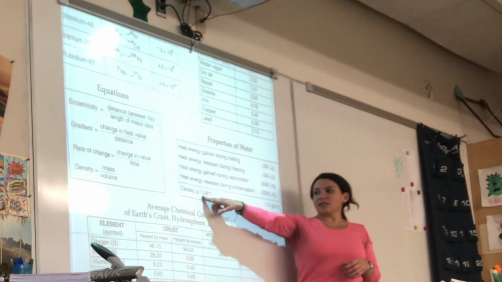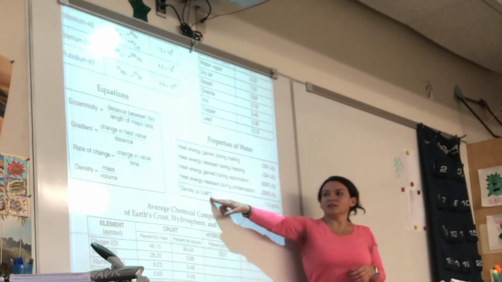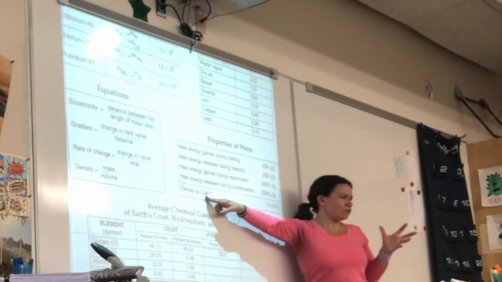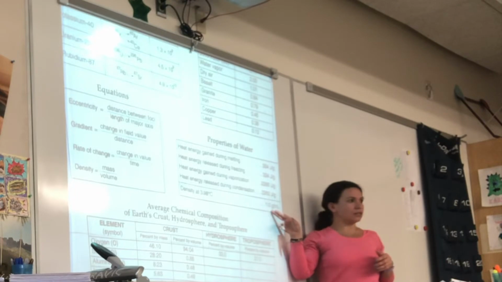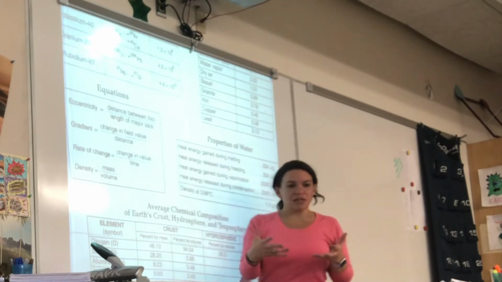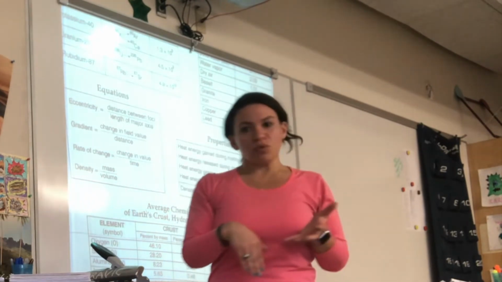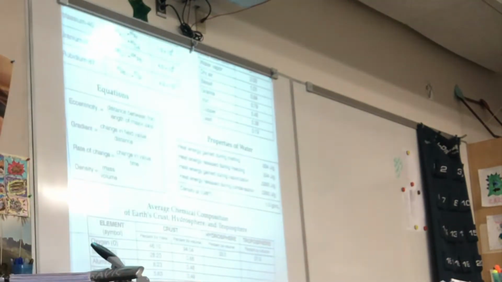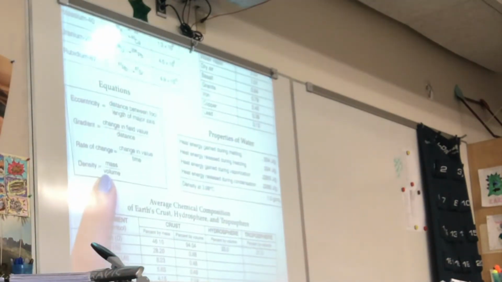On the reference table, it has the density of water at its densest, which is around 4 degrees Celsius, is 1 gram per milliliter. Remember, we use water as a standard. If you drop something in water, it floats, it's less dense. If you drop something in water, it sinks, it's more dense. All right, but that's the equation for it.